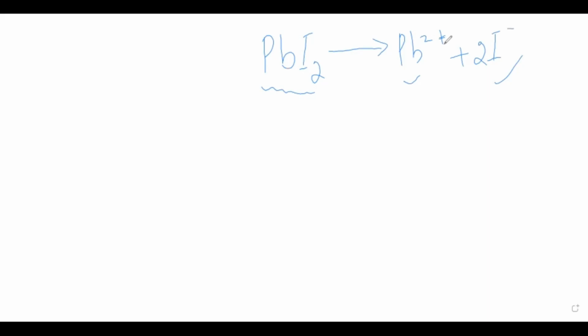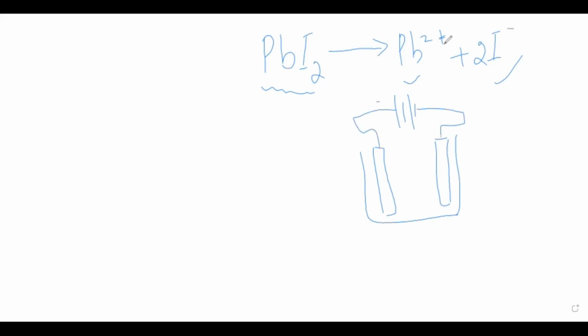If we do the electrolysis of molten lead iodide, we can make its diagram like this. This is, for example, a beaker in which we have one electrode made of graphite. The other is also made of graphite. If we connect these two electrodes with a battery like this, this is the cathode and this is the anode.